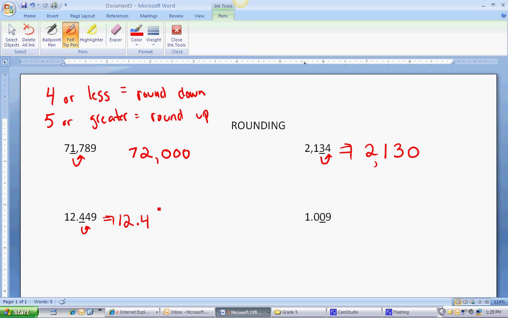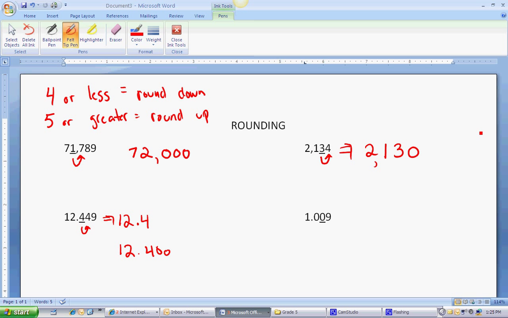I don't need to put any zeros because I want just the number in the tens place. If I did put a 0, it would make it 12 and 400 thousandths. It doesn't change the value because remember, adding zeros to the end of the decimal doesn't change the value. But again, I just want a number in the tens place.